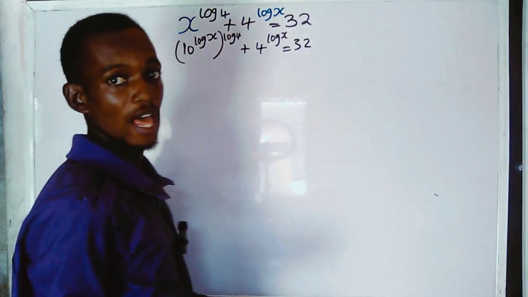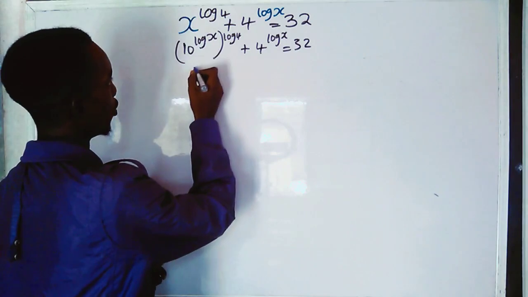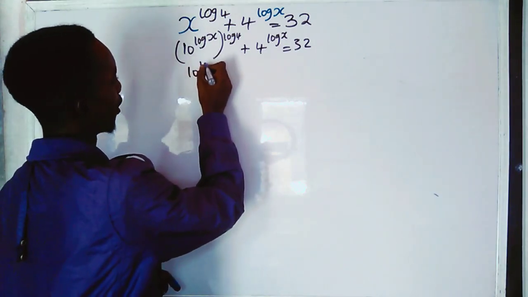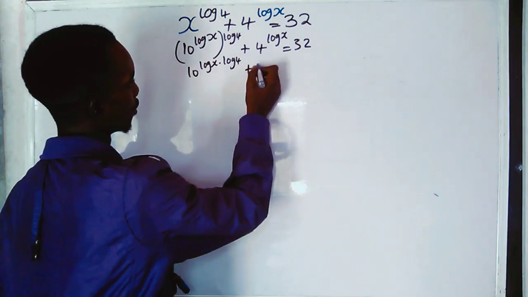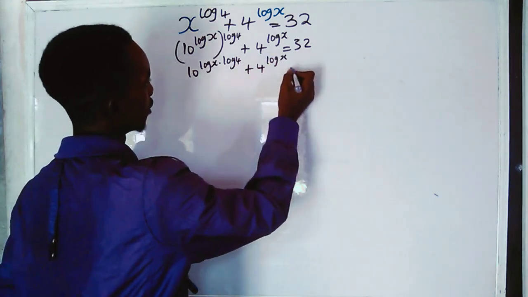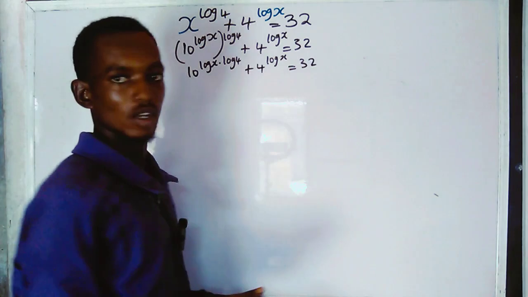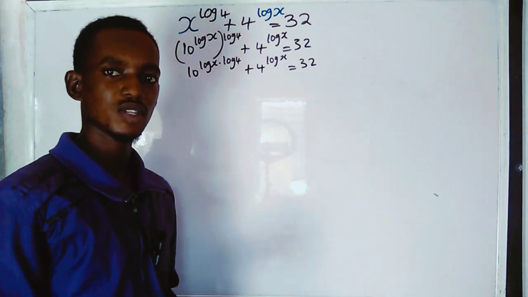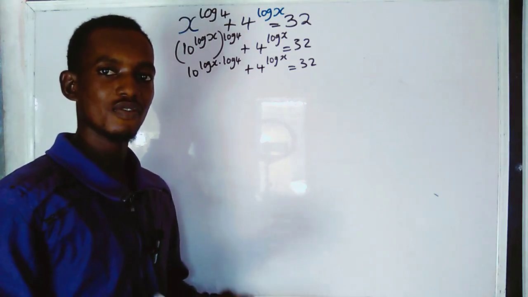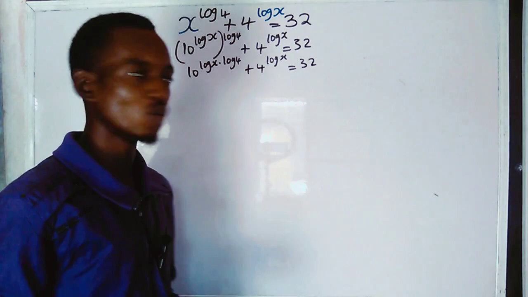Using the power multiplies law of indices, we'll have 10 raised to the power log x times log 4, plus 4 raised to the power log x, equals 32. Now we are getting very close. Don't forget UniFiX: the variables must have the same form. We have to unify the variable and fix the equation.